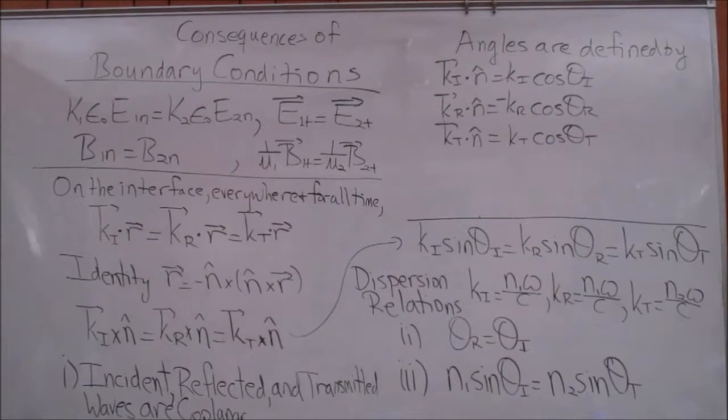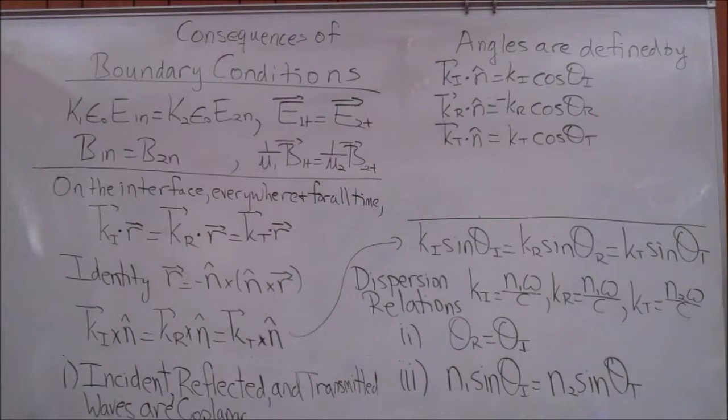Since the cross product of the incident wave vector and the normal points perpendicular to the plane of incidence, both the cross products of the reflected and transmitted wave with the normal must also point in the same direction. The only way this can be is if the incident, reflected, and transmitted waves are coplanar.